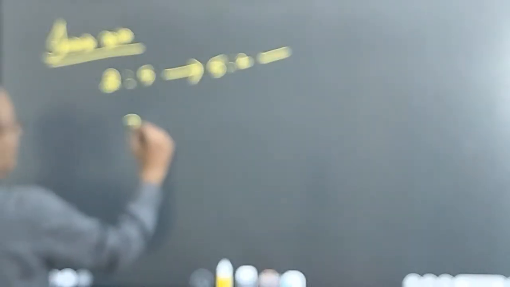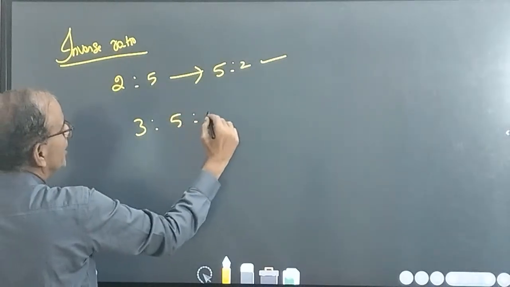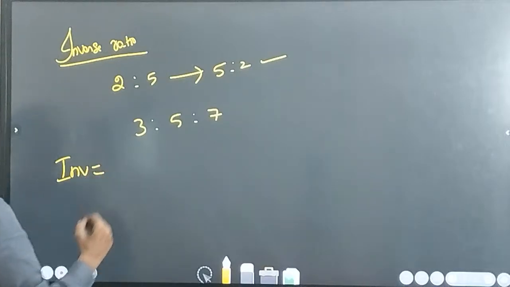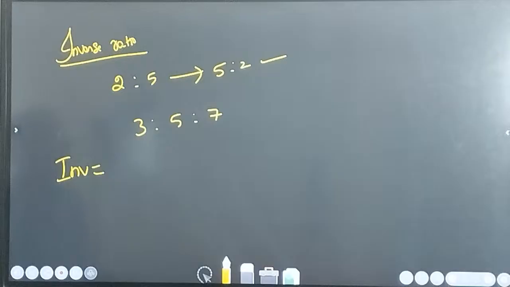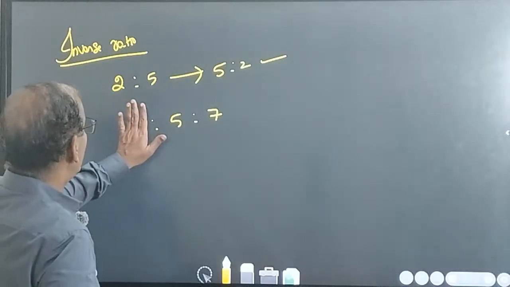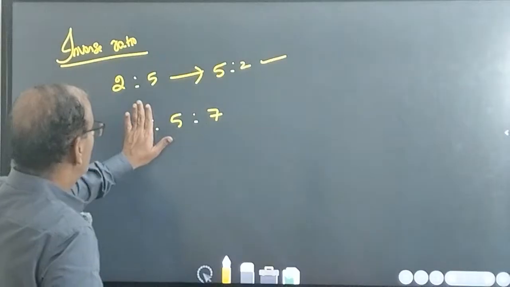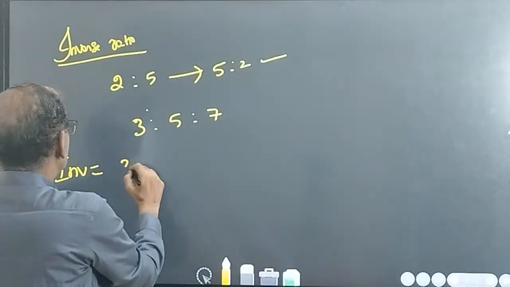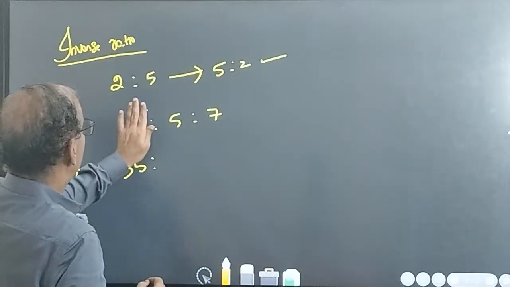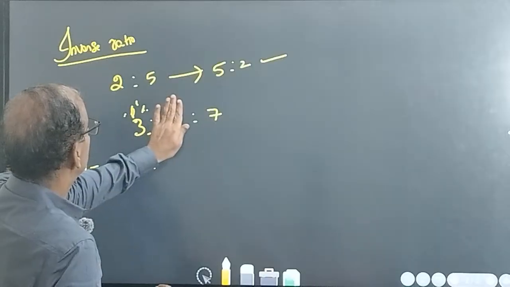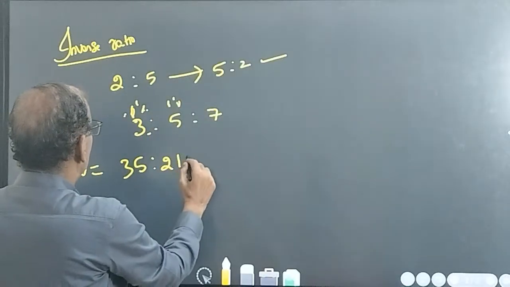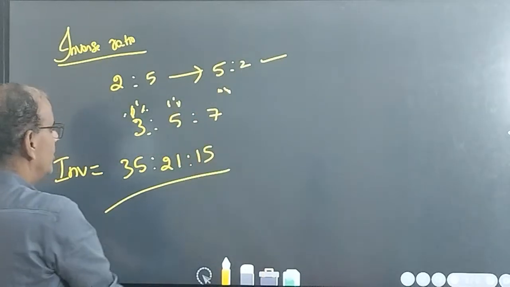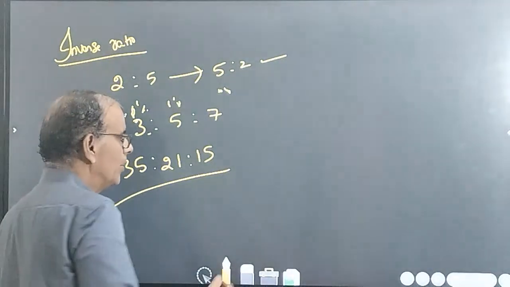Suppose 3 numbers are there. 3 is to 5 is to 7. What is the inverse ratio? Then what is the shortcut? Just hide this number 3, the first number. Numbers visible are 5 and 7. 5 into 7, how much? 35. You multiply. Then 3 into 7, how much? 21. 7 you keep here. 3 into 5, 15. This is the answer. Once again, repeat it.